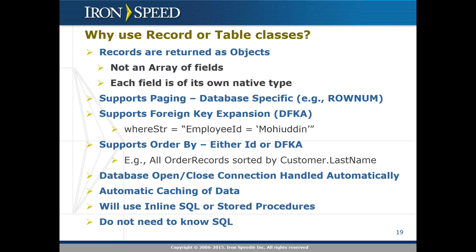So records are returned as objects. Of course, as I just mentioned, if you're going to do a get record, let's say a customer table dot get record call, it's going to return an object. If found, it's going to return an object of customer record type.